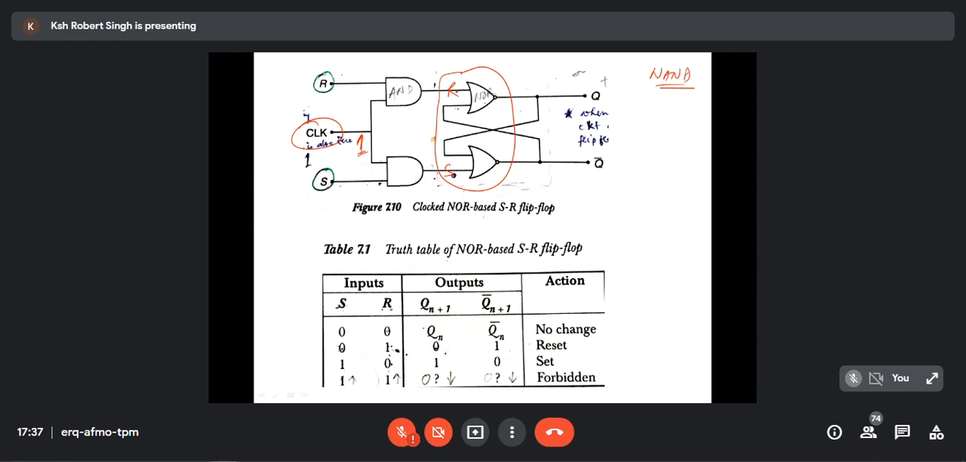Okay. Now, what is the SR flip-flop going to do? Now, this is a truth table. You should be very careful with this one.